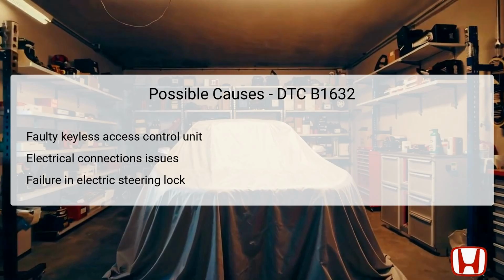Secondly, electrical connection issues, such as loose or corroded connectors, can disrupt communication signals. It's essential to check the integrity of all related wiring and connections carefully. Lastly, a failure in the electric steering lock itself could also produce this code, as it may not be activating or deactivating correctly, which is crucial for vehicle security.